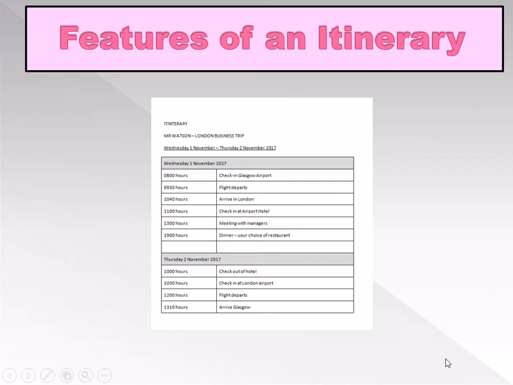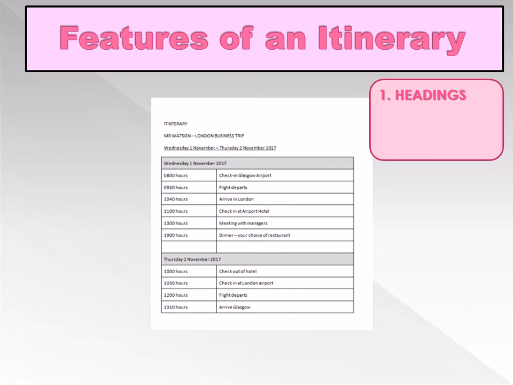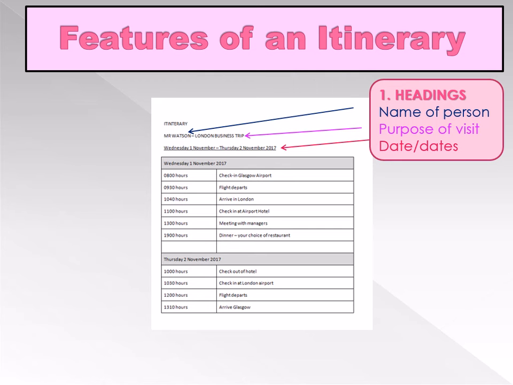There are a few things that our itineraries must have. Firstly, they must have headings: the name of the person and the purpose of the visit on one line, and then the date or dates on the second line. You can see this example is over 2 dates.